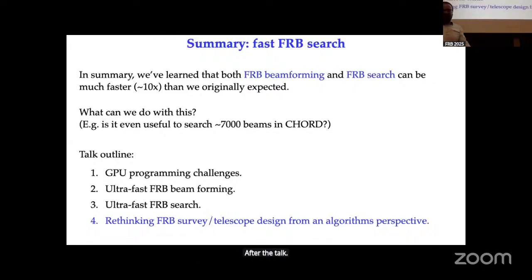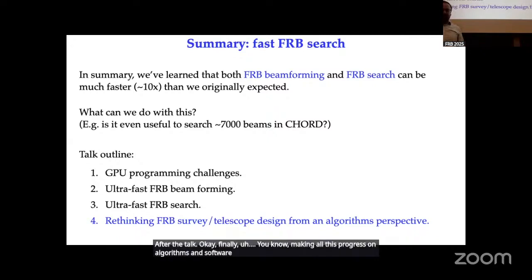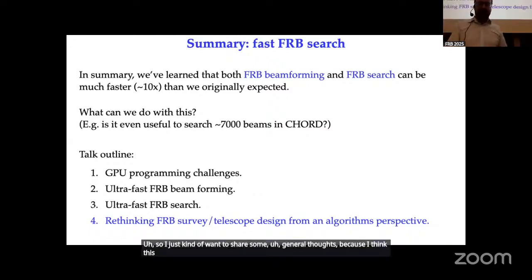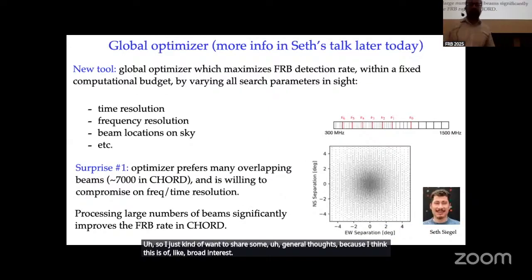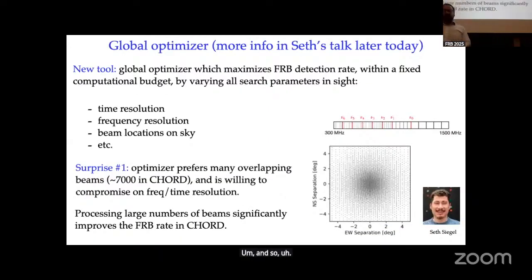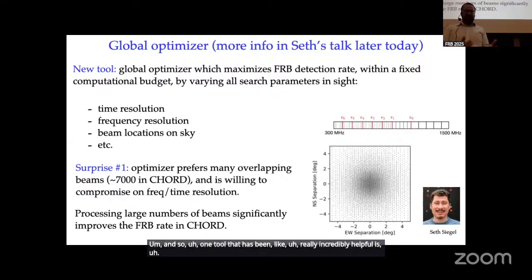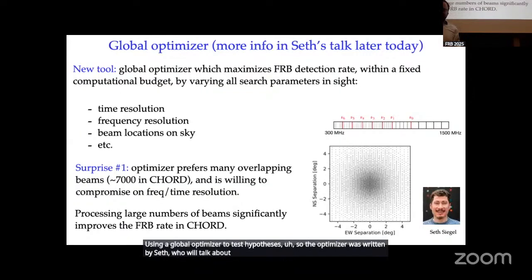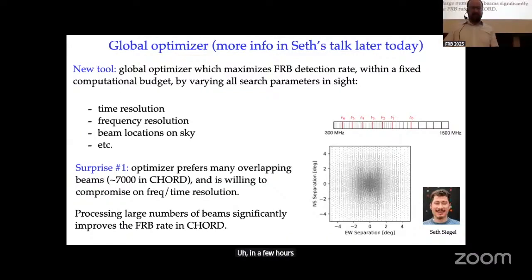Okay, finally, making all this progress on algorithms and software, along the way we've been rethinking FRB survey and even telescope design. So I just want to share some general thoughts because I think this is of broad interest. One tool that has been incredibly helpful is using a global optimizer to test hypotheses. The optimizer was written by Seth, who will talk about it in a few hours. This is just a teaser slide.